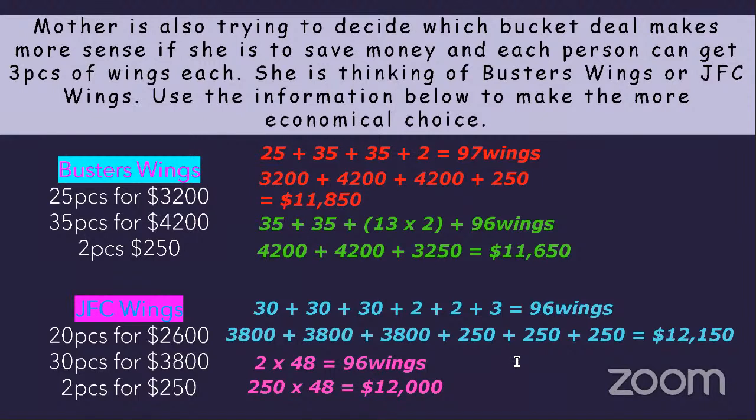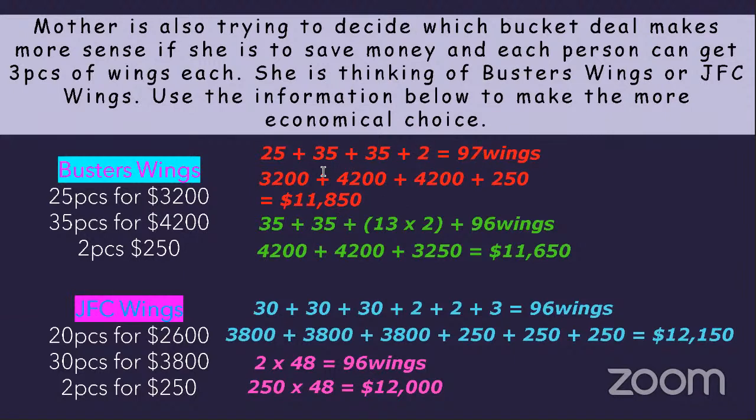All right, so here we have Buster's wings. We decide on 2 combination and we're in the 11,000 odd. But look at JFC wings. It's pure 12,000 that the meals are coming to. Yes, man, I know it's 97 wings, Michaela, because in order to use this combination and ensure that everybody gets, we ended up with 97 wings.